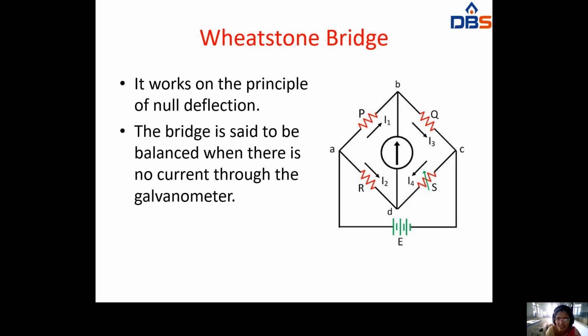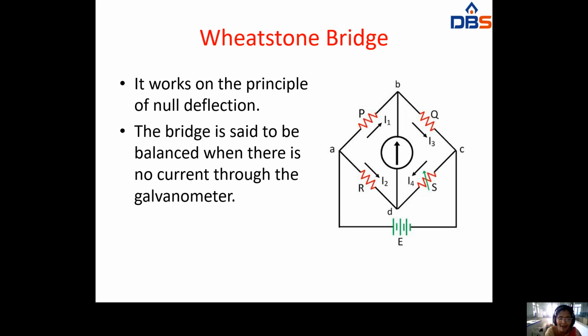As usual with all bridges, this bridge consists of 4 arms: AB, BC, CD, AD. These 4 arms have 4 resistance values. The current flowing through AB you can assume I1, through BC I3, through AD I2, and through CD I4. You give the battery supply between points A and C, and between points B and D you connect the galvanometer.